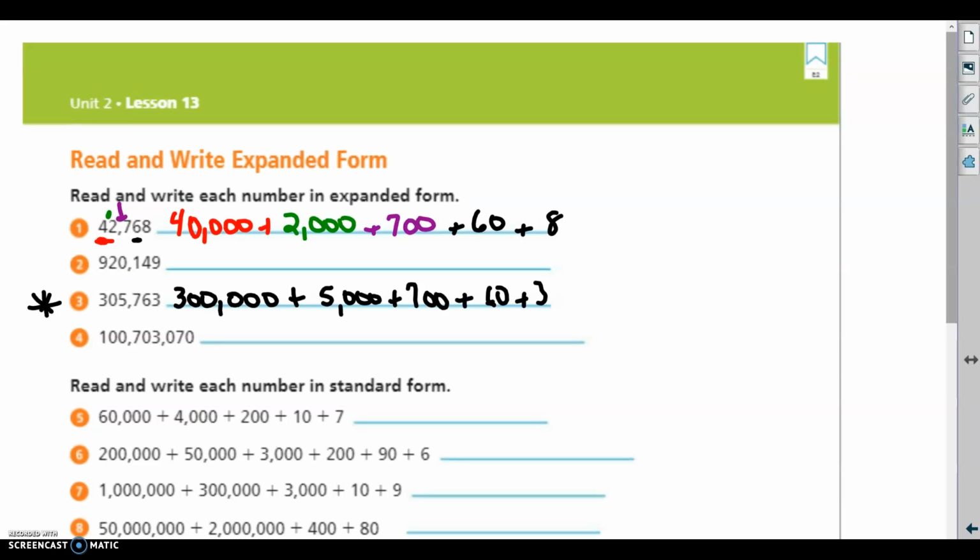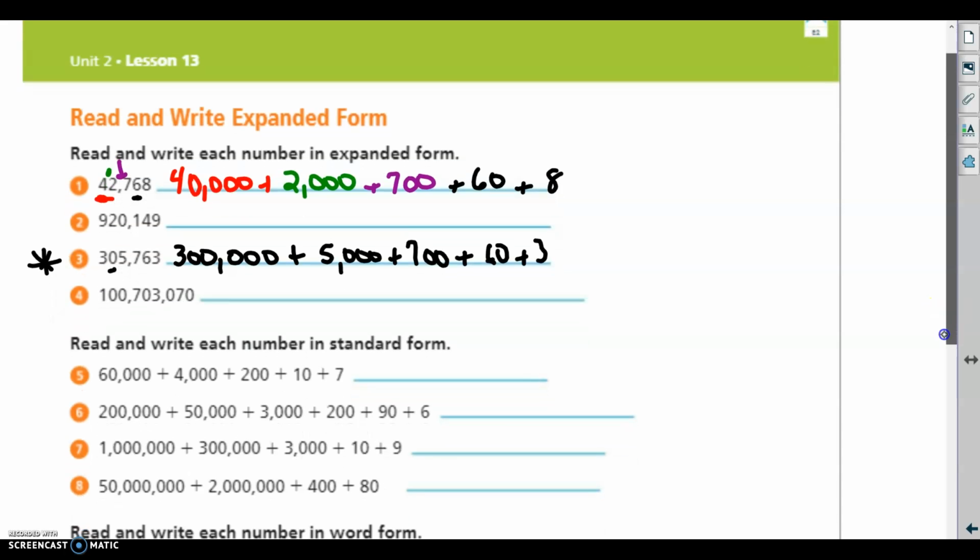All right, I didn't tell you to pause there. I hope you did. So here's your answer. 300,000 plus 5,000 plus 700 plus 60 plus 3. Now, if you put zeros in for the 10,000s, that's okay. It just looks a little bit odd. Okay? All right, let's take a look at the next section.